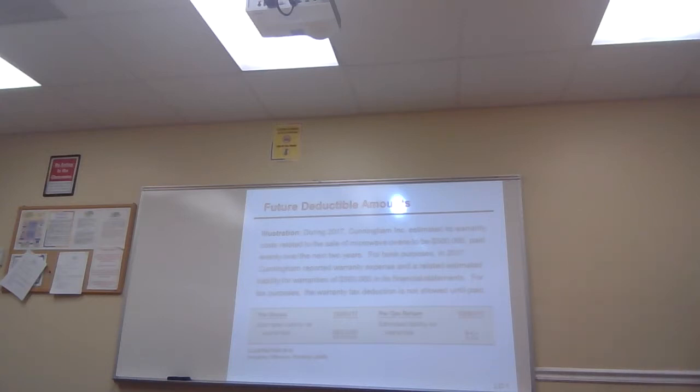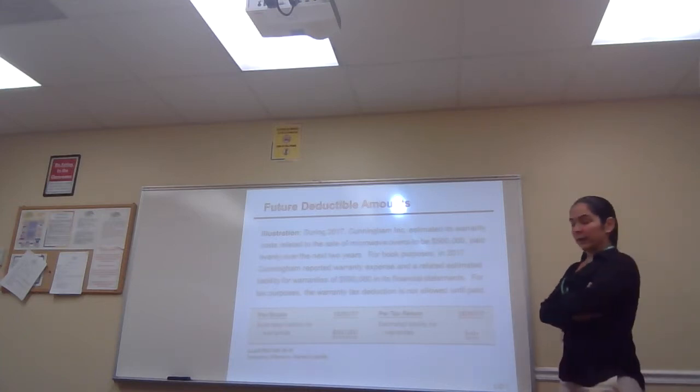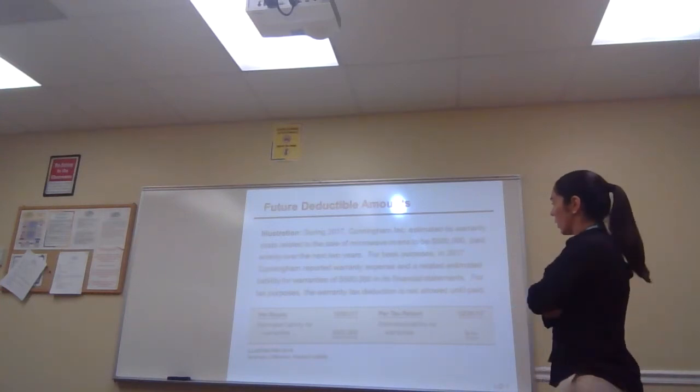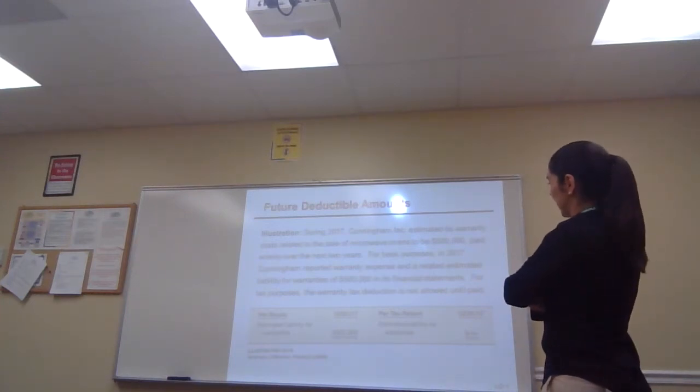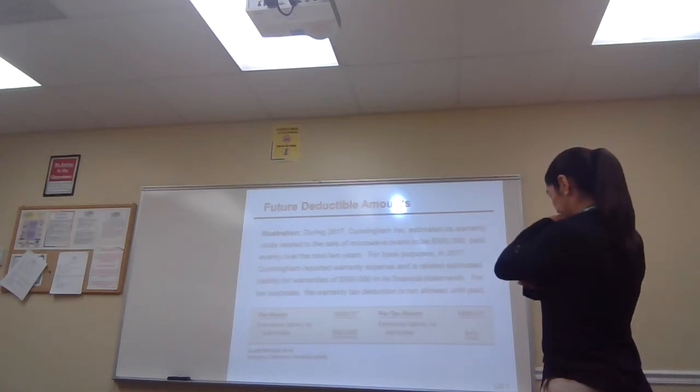Okay, so during 2017, Cunningham estimated its warranty costs related to the sale of microwave ovens to be $500,000, paid evenly over the next 2 years. For book purposes, so again, for GAAP, in 2017, Cunningham reported warranty expense and a related estimated liability for warranties of $500,000 in its financial statements.